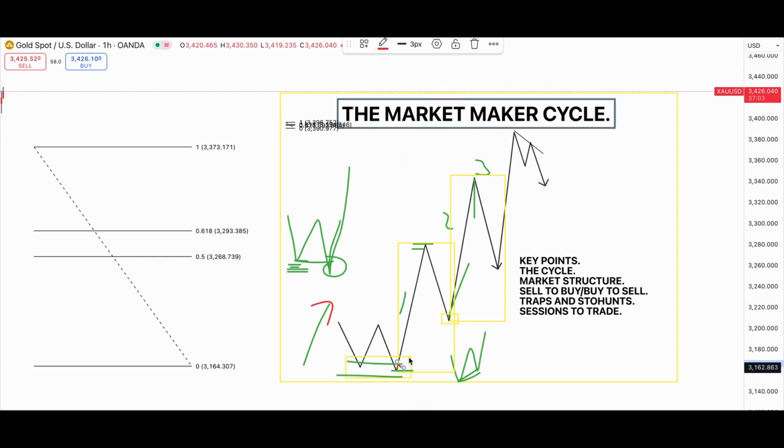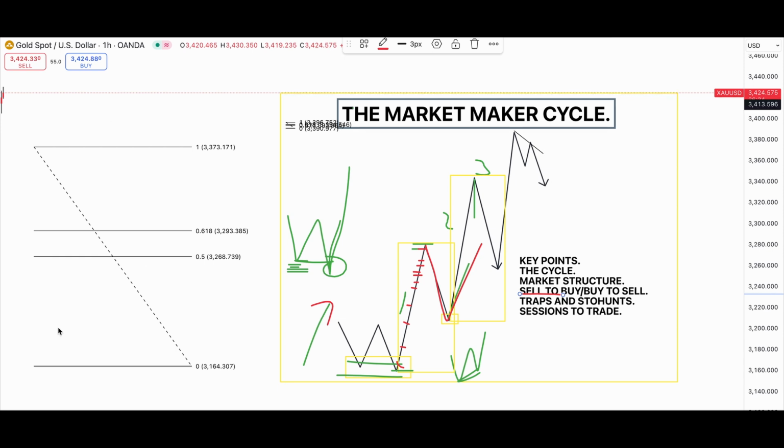So when people see such moves, a lot of people have FOMO in the market. They cannot let this go. So you have a bunch of traders getting involved in the market in this area, and what we want to see is the dealer selling so that he can buy. That's another key point right there. And then we also look at traps and stop hunts, and the right sessions to trade.